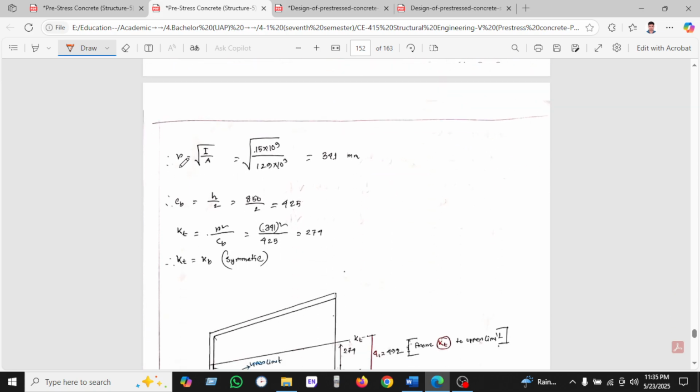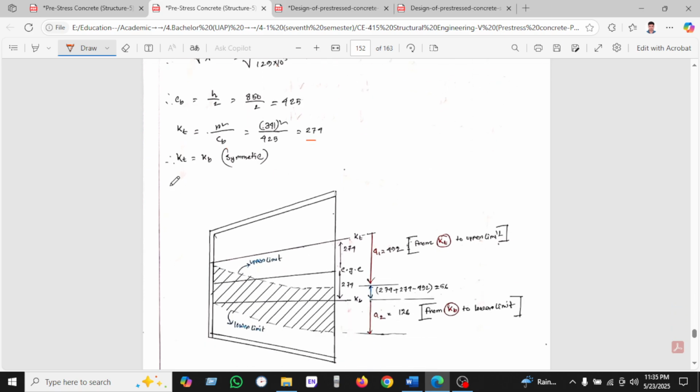Now we can see radius of gyration r equals root over I by A is found. Cb, which is the bottom, is divided by 2, and found 425. And Kt, we know r square is divided by Cb, and found 274. As this is symmetric, that's why top kern and bottom kern values will remain the same. So after finding 274 from CG to this distance, K top is 274, and K bottom 274 also, the same.